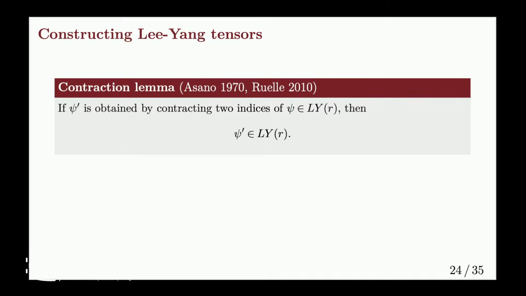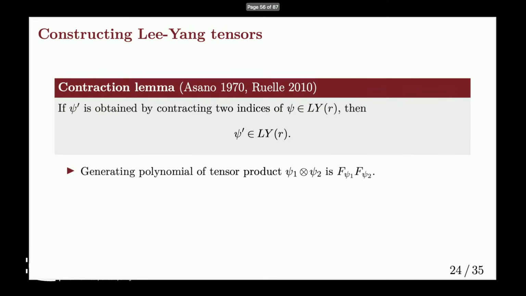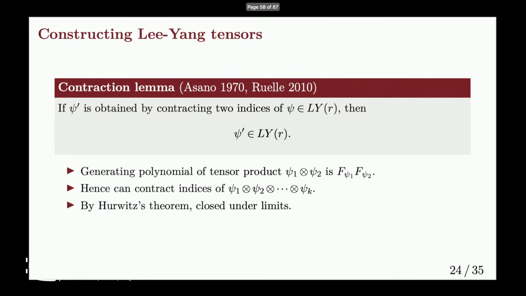This was first given by Asano in 1970 to give a more elegant proof of the Lee-Yang theorem from the 50s, and then Ruelle in the 10s gave a one-page proof of this. It's very nice, and Ruelle's proof was even more general. To see how this can help us, the generating polynomial of a tensor product is the product of the generating polynomials. Products of polynomials are great if I want to talk about non-vanishing, because if the product vanishes, then one of them must vanish. So what you want to do is take a tensor product of Lee-Yang tensors, and then contract some of the indices to get something more complicated.